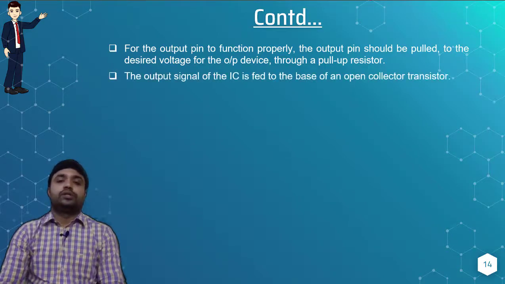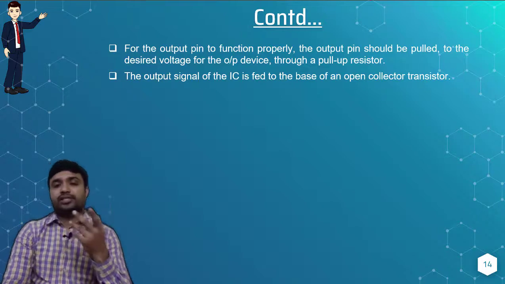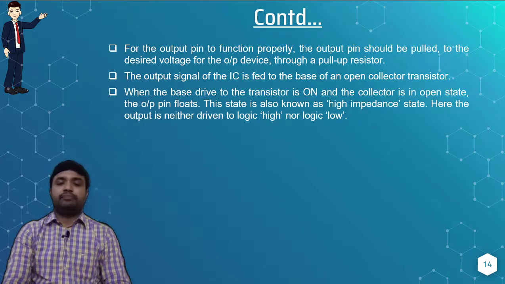The output signal of the IC is fed to the base of an open collector transistor, as we already discussed. And when the base drives the transistor, that means from the base input, if the transistor is in the on state and the collector is in the open state, the output pin floats.